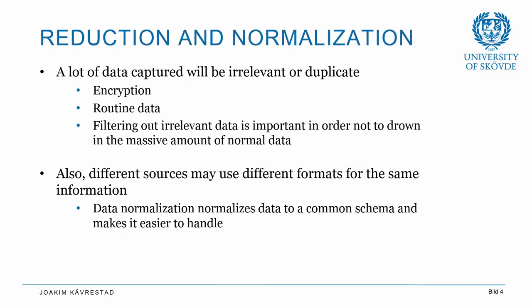Something that you should know about is data reduction and normalization. First of all, a lot of data that you capture will be irrelevant or duplicate. For instance, data may be encrypted and therefore impossible to make something of. We also have a lot of routine data. On a normal network, we have control traffic sent between routers and between switches to handle different things, and a lot of other types of data that is there and working as it should. Filtering out this irrelevant data is important in order not to drown in the massive amount of normal data that is sent over a network.